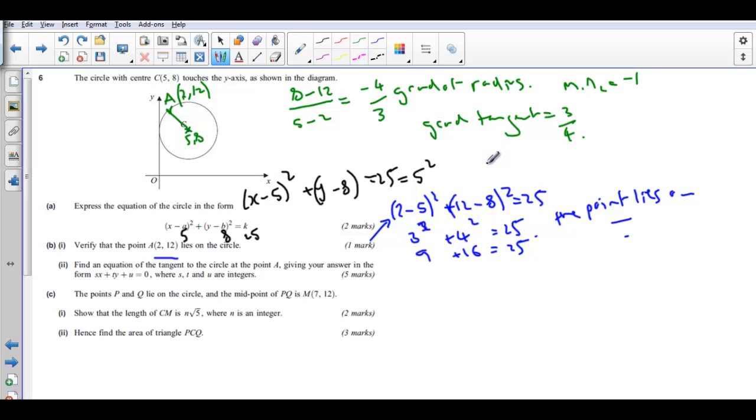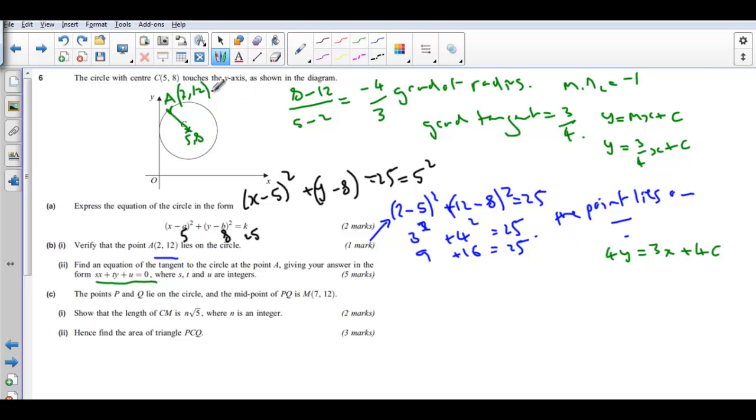Okay, what else do we know? We know it goes through the point A, which is at (2, 12). So we're busy thinking about y equals mx plus c. Putting the m in, we've got y is equal to 3/4 x plus c. I'm going to multiply up by the 4 at this point because I know that I want all whole numbers anyway. So we can say 4y is equal to 3x plus 4c.